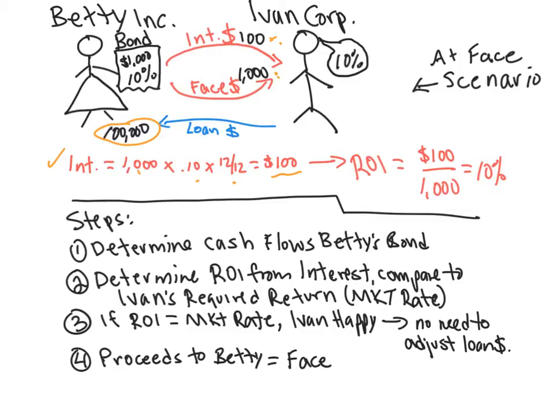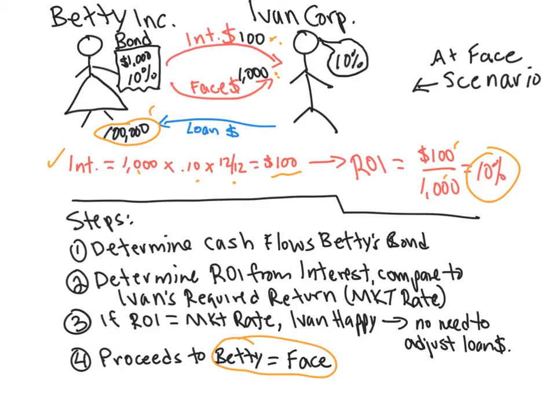And just to kind of prove it, let's talk about it this way. We know that Ivan will get a $100 interest payment at the end of the year, and his investment will be, I should say, because we're talking about what happens in the future, a $1,000 investment. So in total, he's going to be getting the 10% that he requires, and so there's no need to do any kind of adjustment to the bond. So Betty gets face as the proceeds. So that's the reason we have this there.